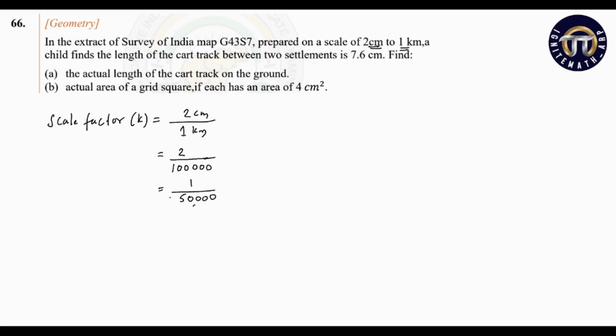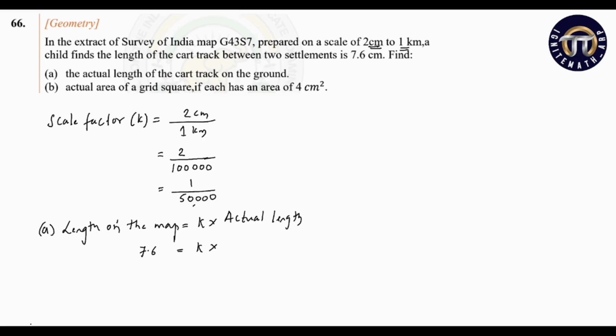So now what is the first question? A child finds the length of the car track between two settlements is 7.6 centimeter. Find the actual length of the car track on the ground. So first one, I'll just take it as a length on the map. Okay. So length on the map is equal to K into actual length. So now length on the map is what? It is given to you as 7.6 centimeter is equal to K into actual length.